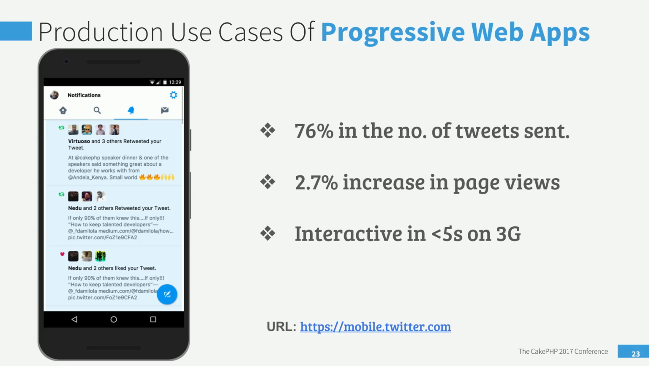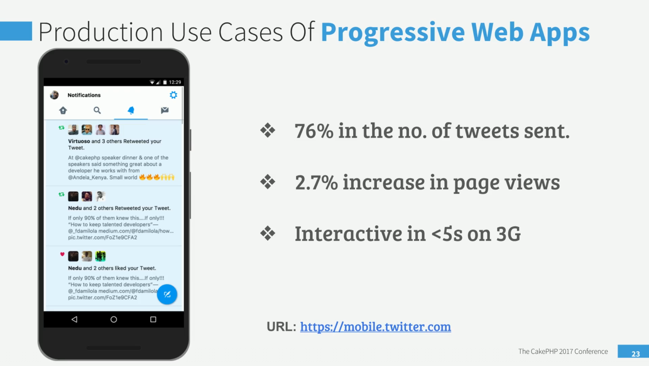There was a substantial increase in the number of tweets sent per day. They had a 76% increase in the number of tweets sent. There was a 2.7% increase in the page views. And right now, it is interactive in less than 5 seconds on 3G. So you can imagine more people on the Twitter platform now without having the mobile app. I'm sure a lot of you access Twitter on the mobile app, right? But instead of the mobile app, you just go to twitter.com. It redirects you to mobile.twitter.com. It comes as a progressive web app. You can add it to your home screen, and it works like a mobile app, but it's a web app.